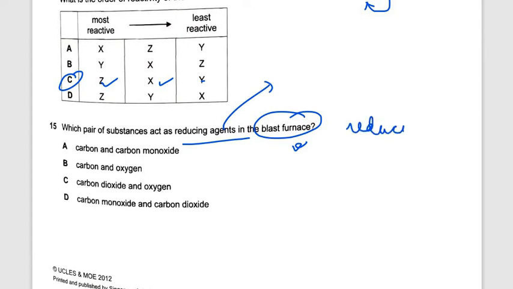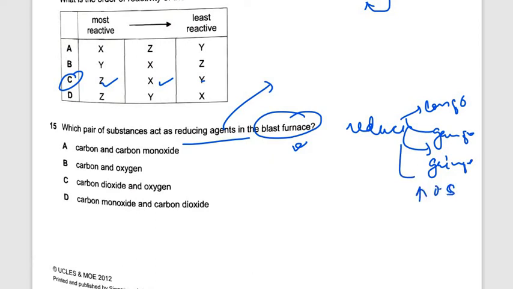Now what is the definition of reduction? Reduction is loss of oxygen, gain of hydrogen, gain of electron, and decrease in oxidation state. So why do we do reduction here in the blast furnace? Because ores are present in the form of oxide or sulfide. I want a metal from this. It means I want loss of oxygen. It means what is that? Reduction. So what is inside the blast furnace which helps this to reduce? The carbon and carbon monoxide. So option number A is the only correct one.